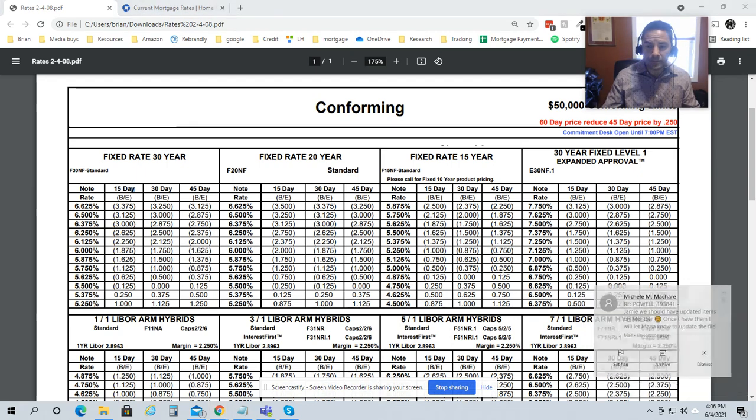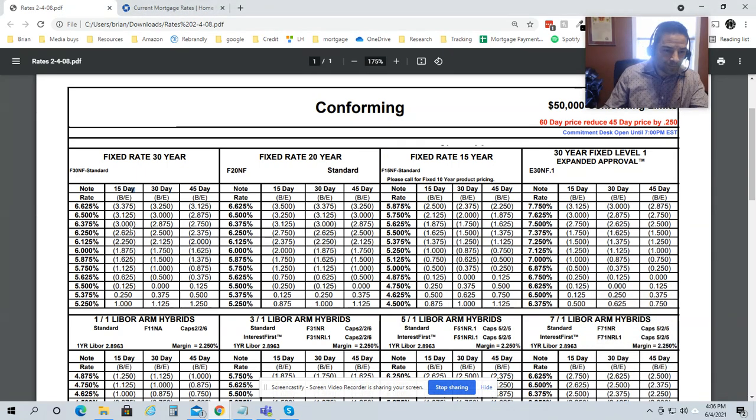So the longer the lock period, the more expensive it is. On this particular day, 5.5 on a 30-day lock wouldn't cost you anything. If the numbers are in brackets, then the lender is actually getting a rebate. So the bank is actually making half a point by selling 5.625. They're getting half a point back on a 30-day lock on this particular 30-year loan on this day and time. That's how it worked out.